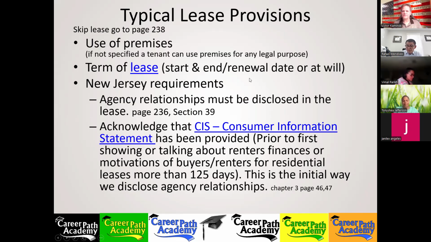Residential leases, it's a given. You can only use it as a residential premises. So the term of the lease, the start and end date or renewal date, or if it's at will. The agency relationships need to be disclosed in the lease, and it's just a checkbox. We also need to give CIS a form to any landlords and tenants as well that shows the different ways that we could work with them, the different types of business relationships.